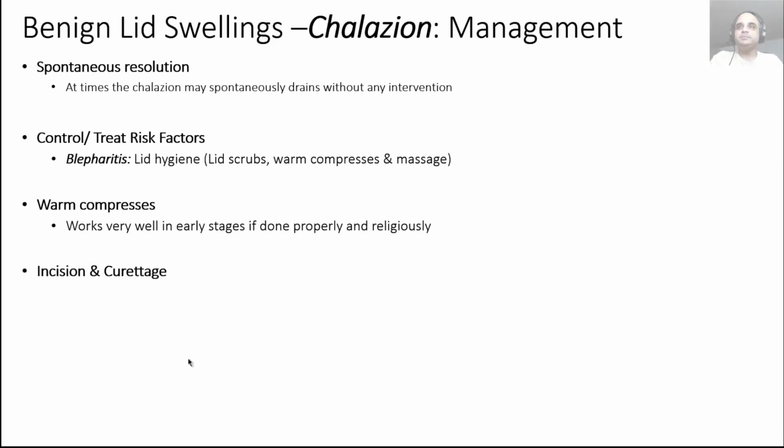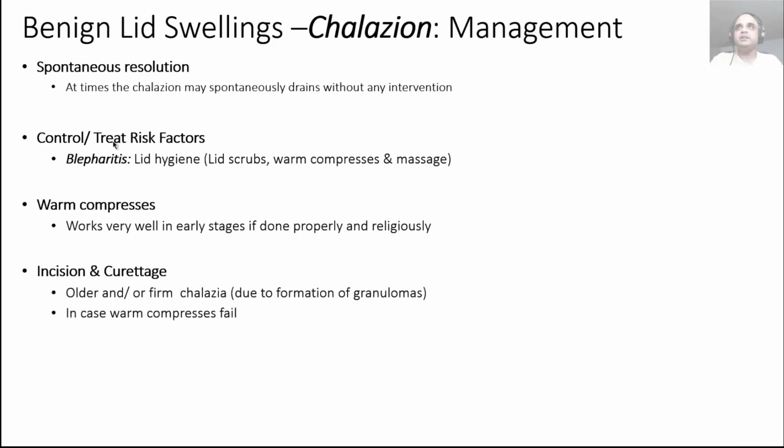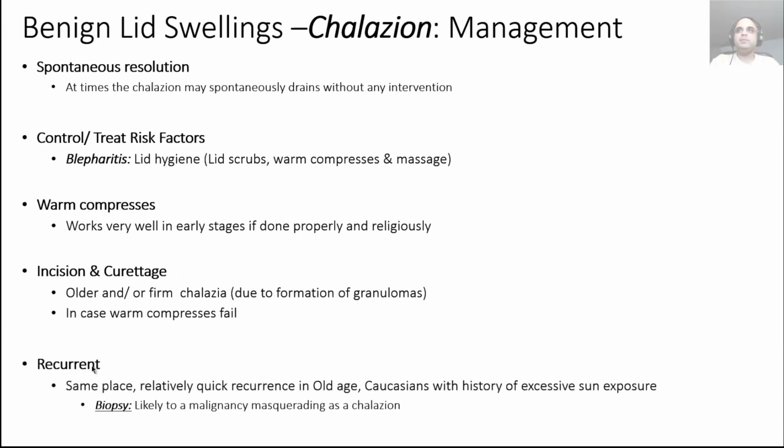Anyways, if warm compresses fail or it does not spontaneously go away, or if the lesion is older or it's a firm chalazion, i.e., there's a lot of granuloma formation. Remember, this is a granulomatous inflammation. And obviously, if the other treatment methods have failed, you can do incision and curettage. We'll see what incision and curettage is in a bit.